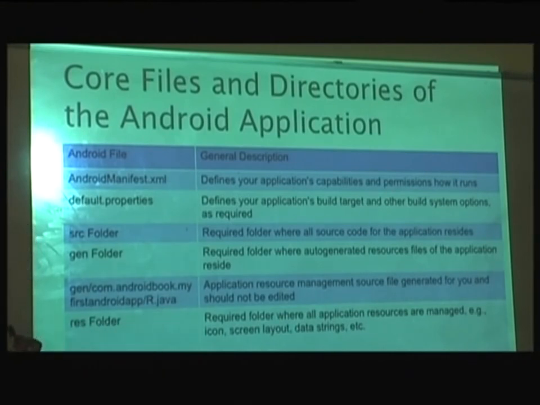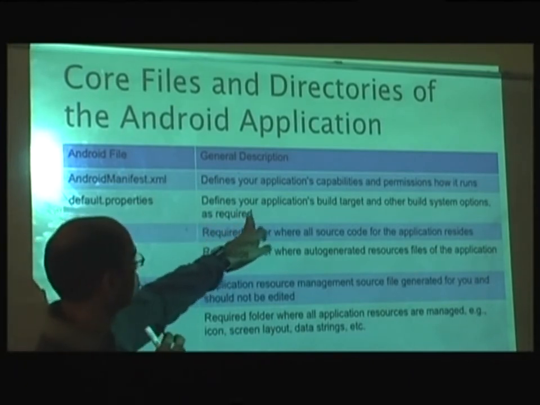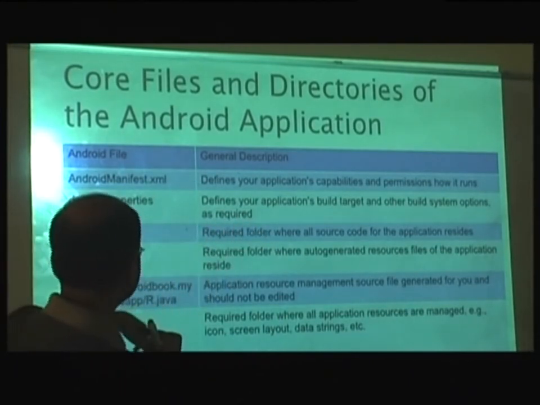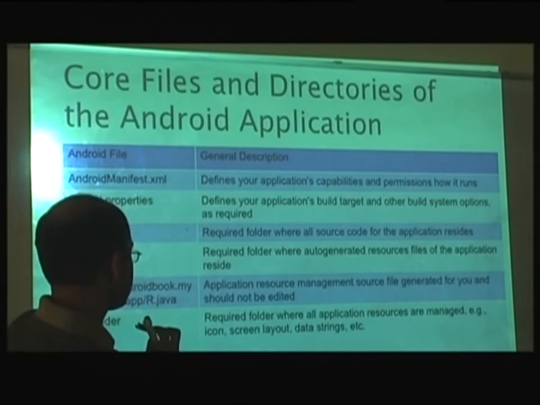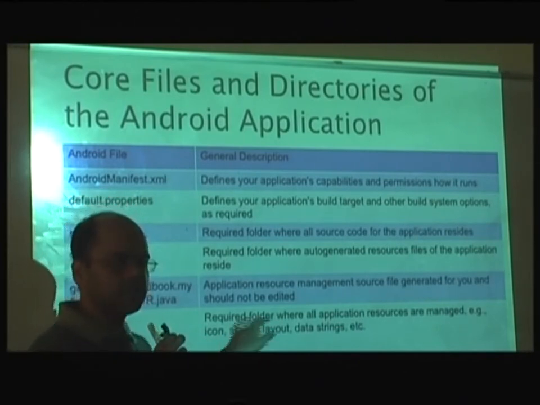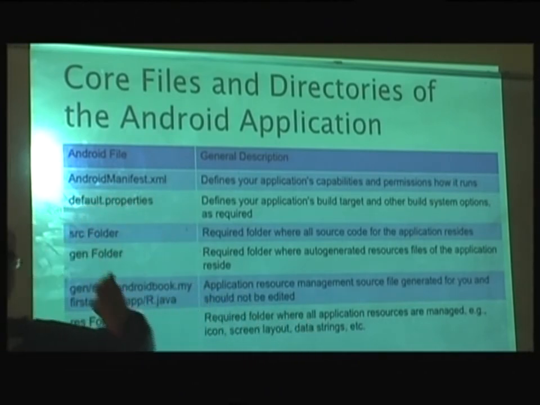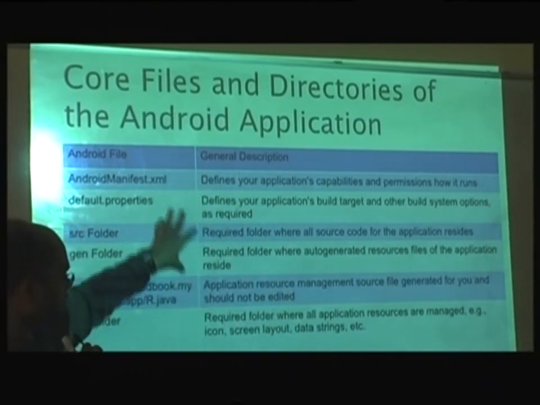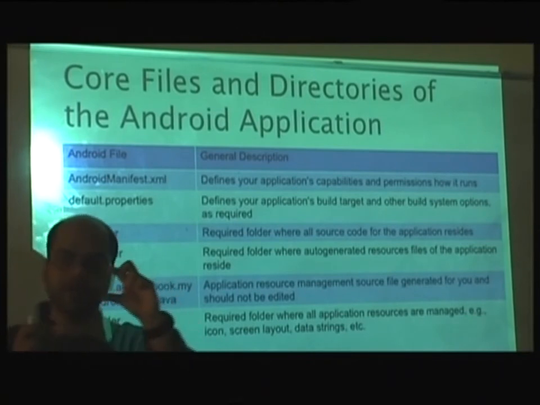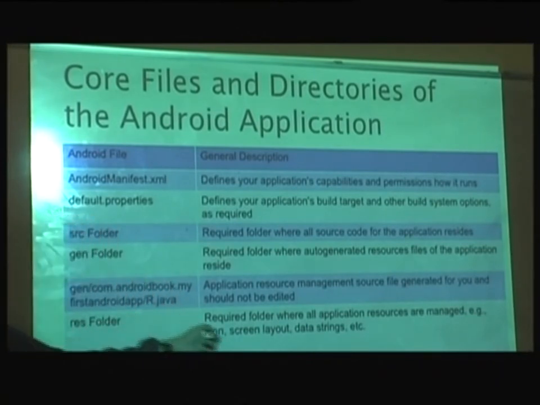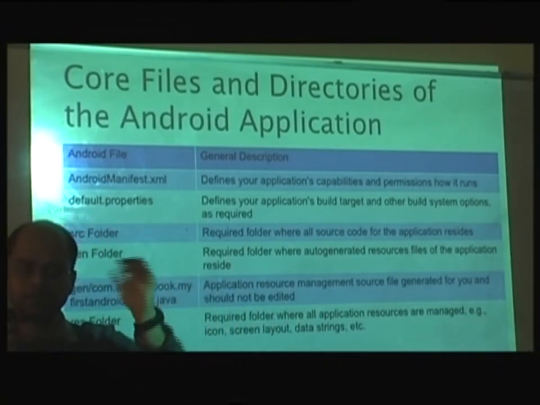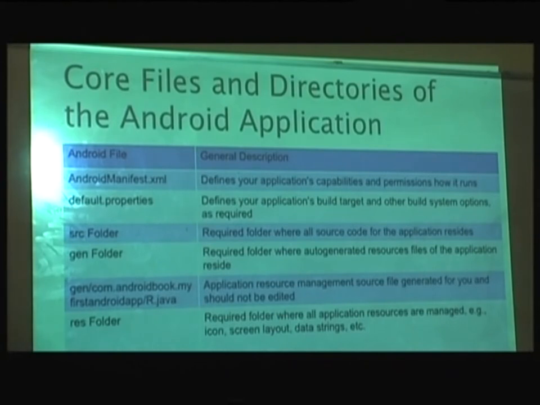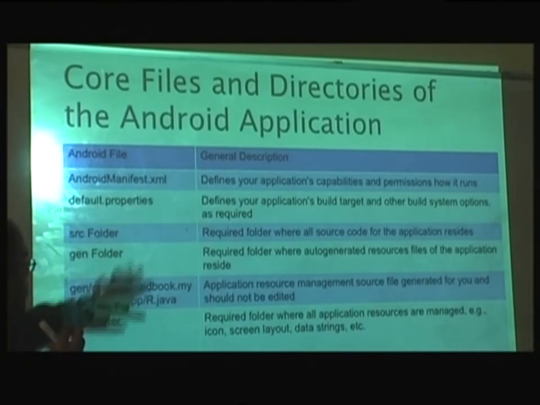Another thing is, let's say, these properties, right? What are the build system options and so on. Another folder is resources. So all the screen layout and icons and so on, which is not otherwise part of the code, you can separate out. So if I want to change the icon of my application, I just need to change the icon file, and it will have a new icon. Right? I don't need to change the code. So you will see all of these folders and files separately.